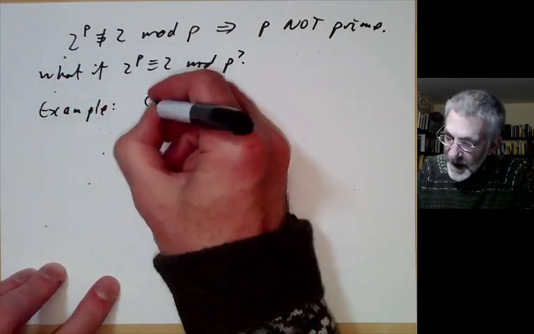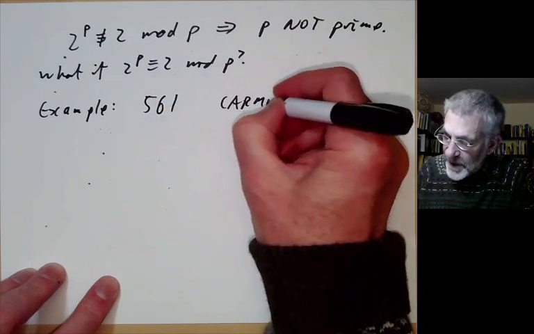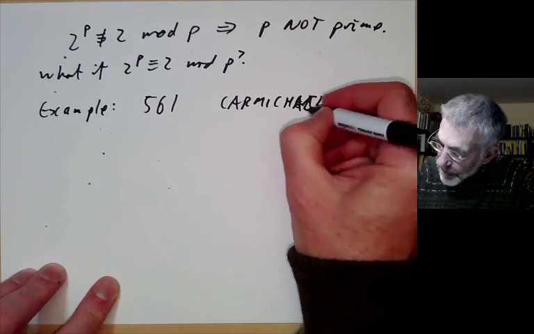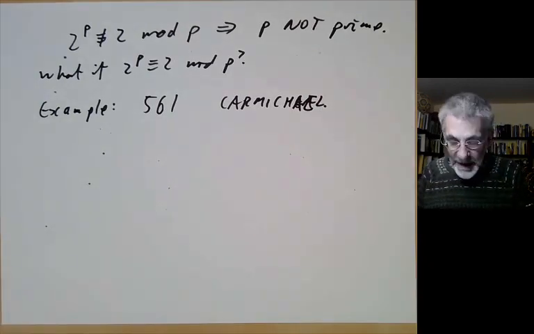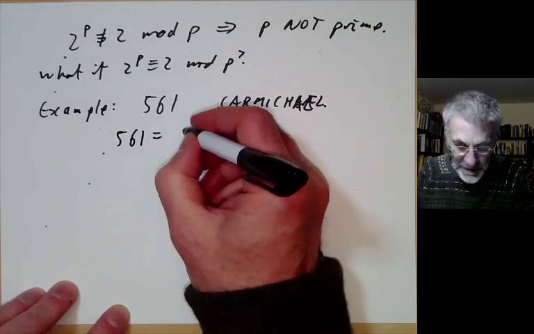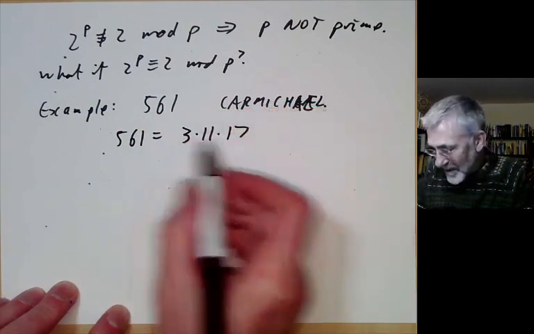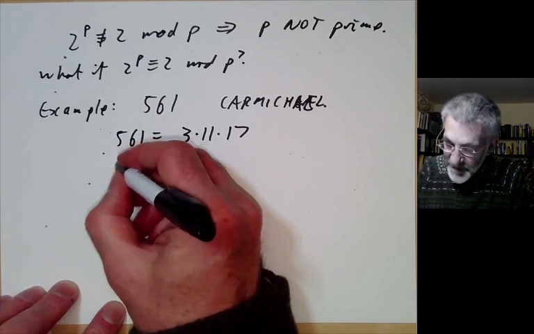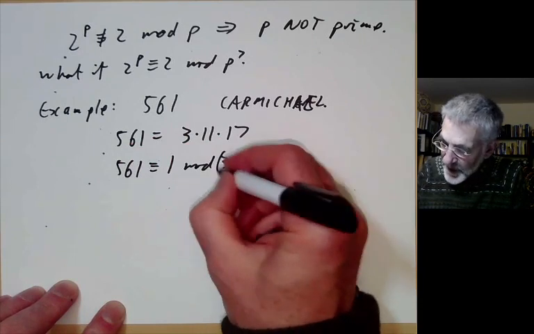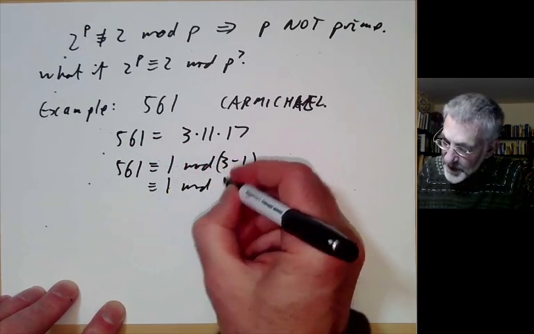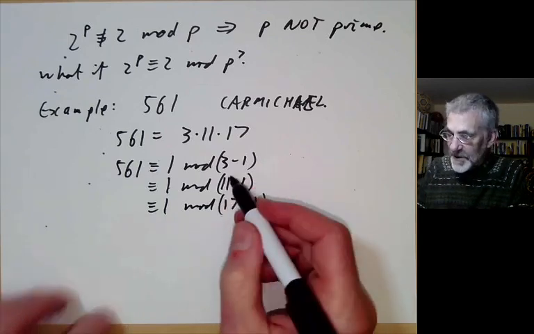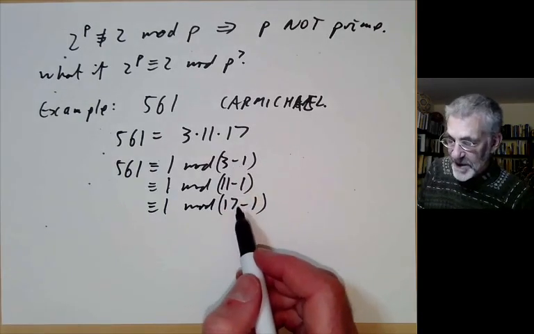Let's take the number 561. This is a so-called Carmichael number, named after some Carmichael who discovered this phenomenon. Now, 561 has the following funny property. 561 is equal to 3 times 11 times 17. So this isn't the funny property. The funny property is that 561 is congruent to 1 mod 3 minus 1, and it's congruent to 1 modulo 11 minus 1, and it's congruent to 1 modulo 17 minus 1. As you can easily check, this just means it's divisible by 2 and 10 and 16.